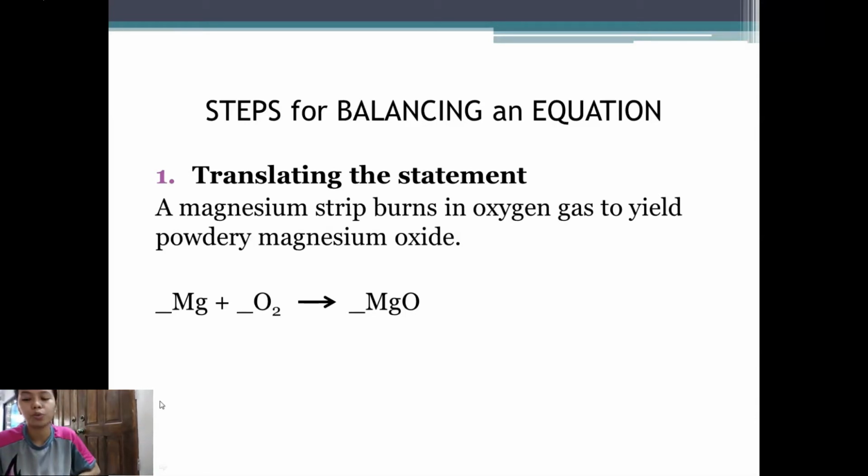So if we're going to look, magnesium and oxygen are combined and then they produce magnesium oxide. So magnesium and oxygen will be our reactants, while magnesium oxide will be our product. So magnesium is Mg, oxygen is O with a subscript 2, and then magnesium oxide is simply MgO.